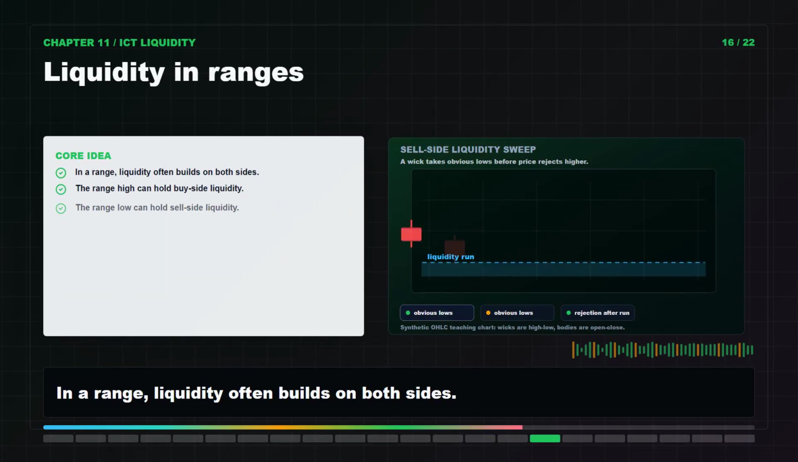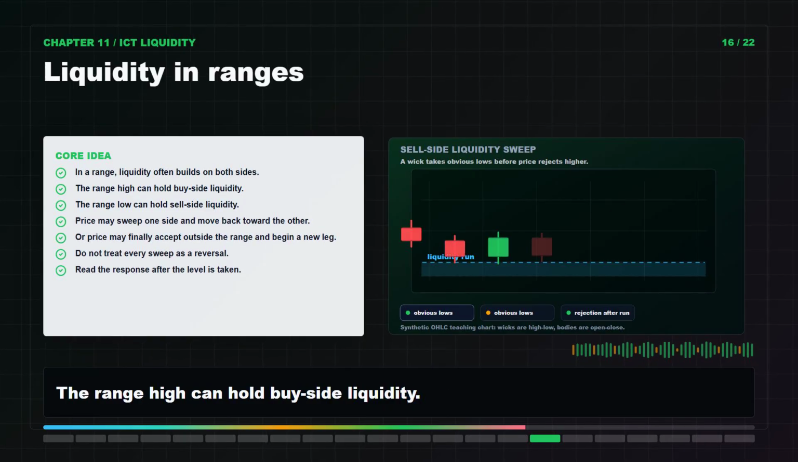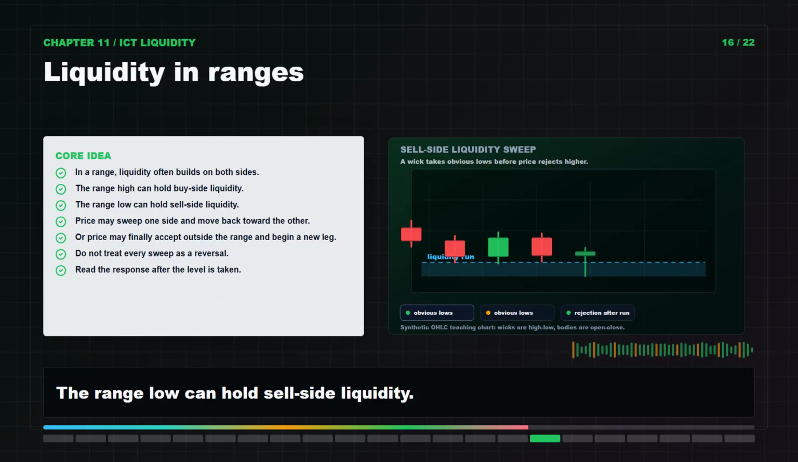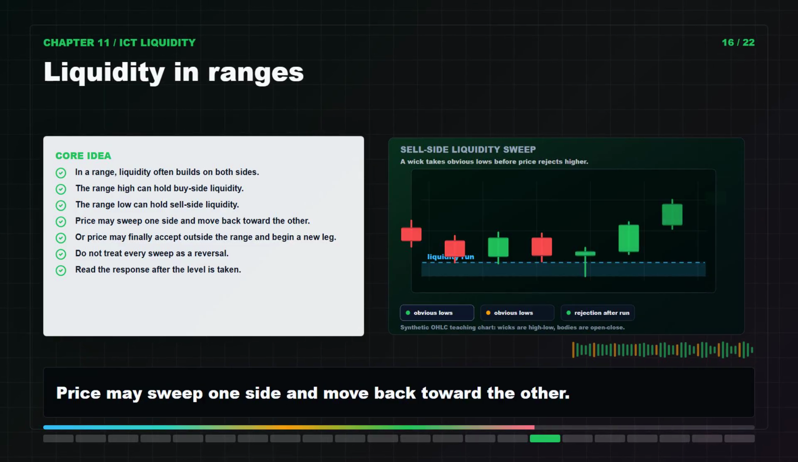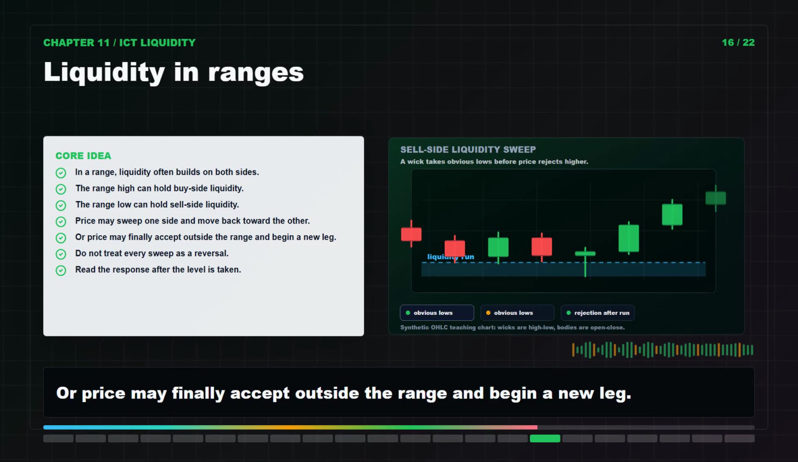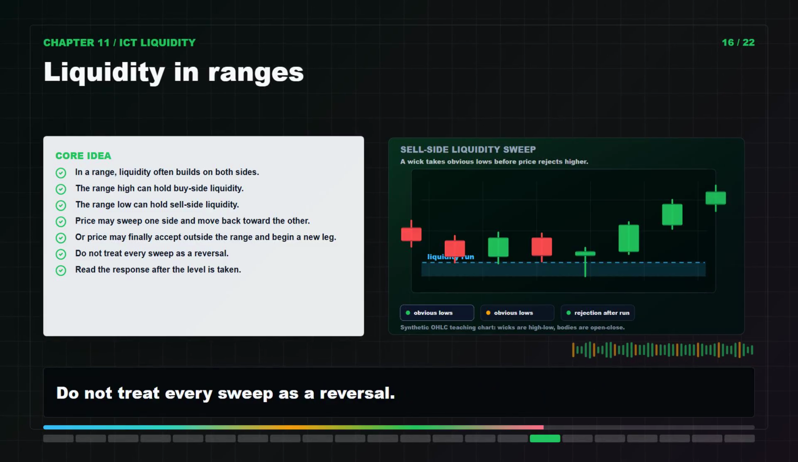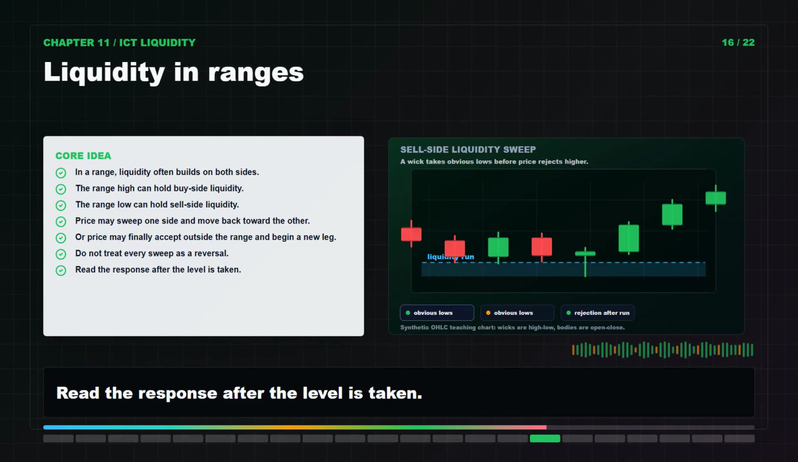In a range, liquidity often builds on both sides. The range high can hold buy-side liquidity. The range low can hold sell-side liquidity. Price may sweep one side and move back toward the other, or price may finally accept outside the range and begin a new leg. Do not treat every sweep as a reversal. Read the response after the level is taken.